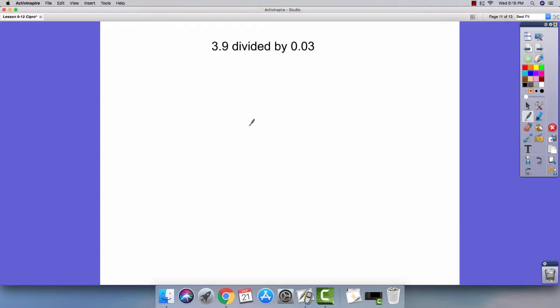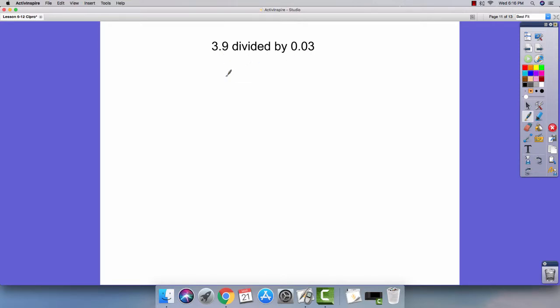Let's do one more. So now I have 3 and 9/10 divided by 300ths. And remember, this is really saying, how many times does 300ths go into 3 and 9/10? So it's going to make sense that my quotient might be a little bit larger than my dividend here.